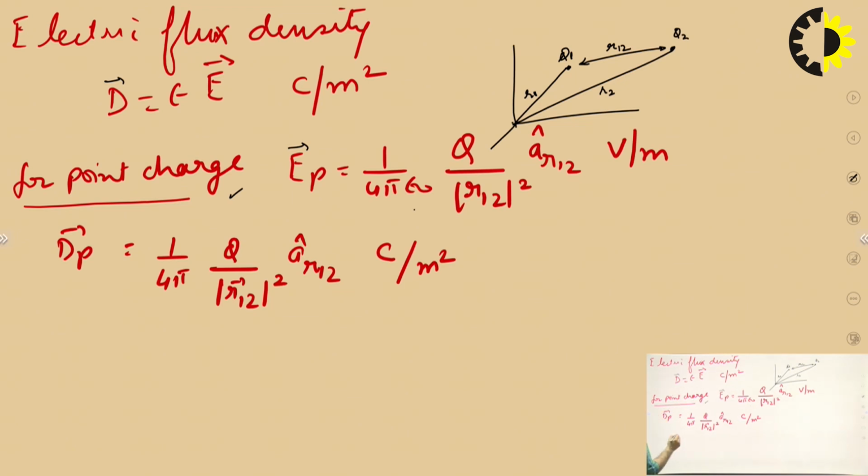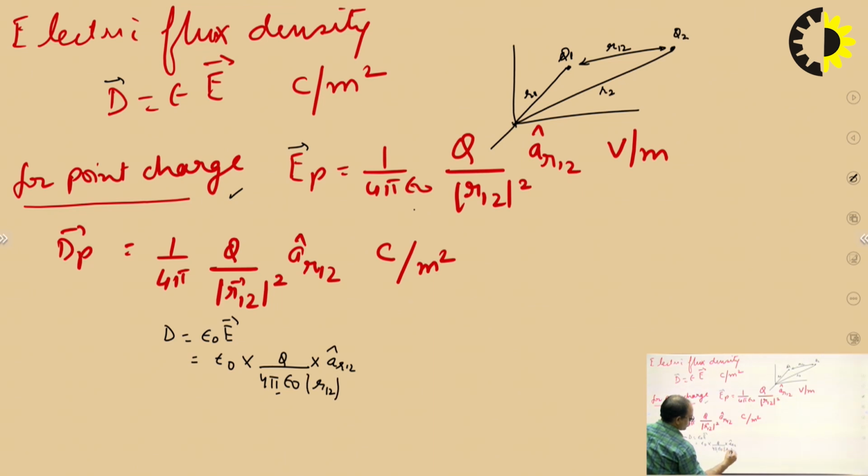So flux density will be D equals epsilon into E vector. Just put this value: epsilon into E vector is equal to, as the charge is in air, epsilon naught, q upon 4 pi epsilon naught into a unit vector a cap into r12 whole square. So this epsilon will get cancelled out and you will get the electric flux density at point P equal to 1 upon 4 pi, q upon r12 whole square, a cap r12.